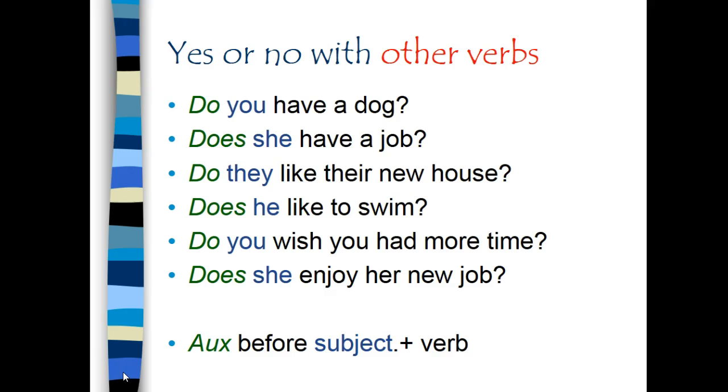To make a yes or no question with other verbs, I need an auxiliary, and I place my auxiliary before the subject, and then I put my verb in the base form. Do you have a dog? Does she have a job? Do they like their new house? Does he like to swim? Do you wish you had more time? Does she enjoy her new job? If you look at these two questions in particular, we see that the like does not change. It's only the auxiliary that changes.